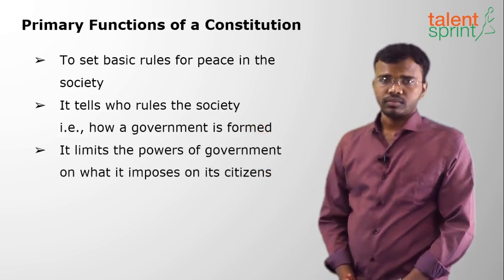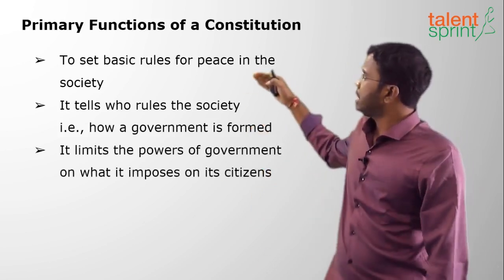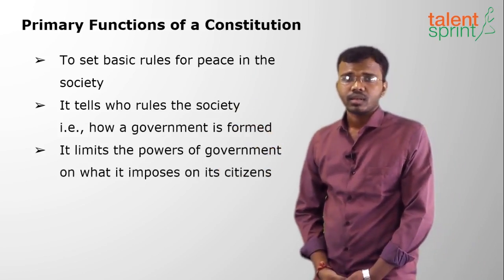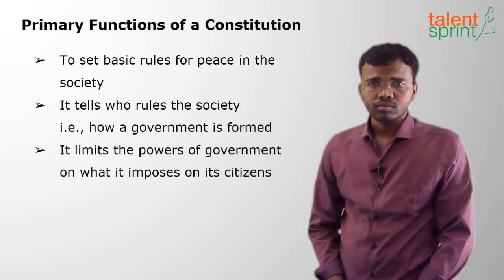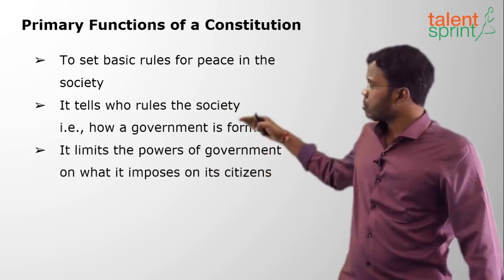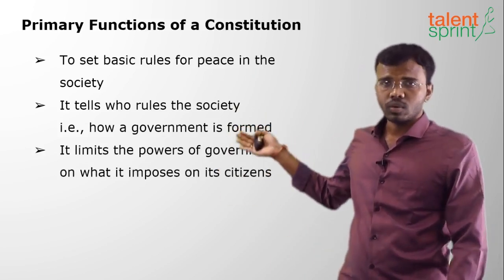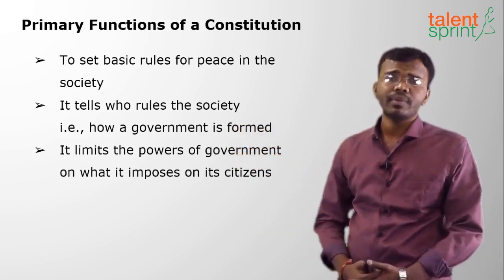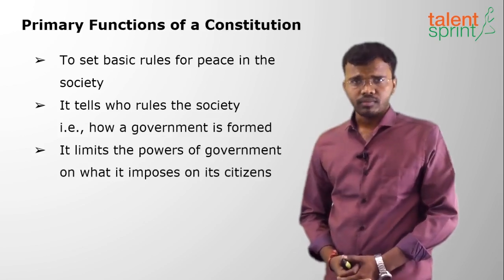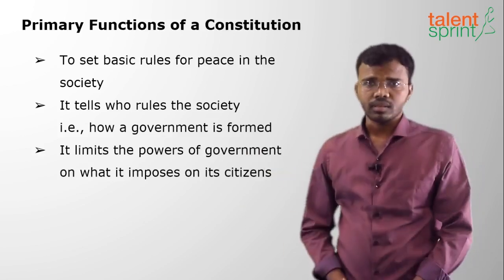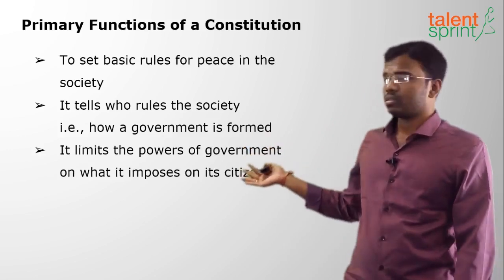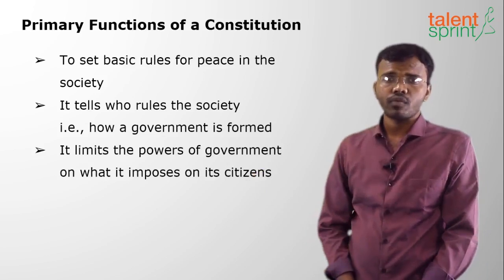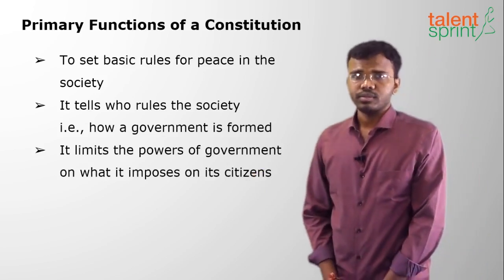Moving on to the third feature. What is the third feature? It limits what the government can impose on its citizens. Can the government rule on its own? No. It also limits the government in its ruling. The very best example is fundamental rights. Fundamental rights are very basic to the people, so fundamental rights cannot be taken away. This is a limitation on the government. It cannot rule as it wants. There is a set of principles the government should follow as per the constitution.